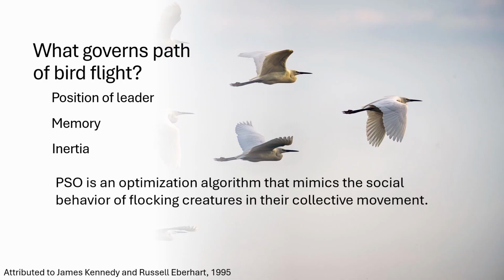So we can think of PSO as an optimization algorithm that mimics the social behavior of flocking creatures in their collective movement. And it's attributed to these gentlemen here, James Kennedy and Russell Eberhart. They produced a paper in 1995. I don't have the reference here, but it's easy to look up. And what they wanted to achieve was simulate social behavior using the stylized movement of swarming creatures as a metaphor. Kennedy is a social psychologist and Eberhart an electrical engineer interested in evolutionary algorithms.